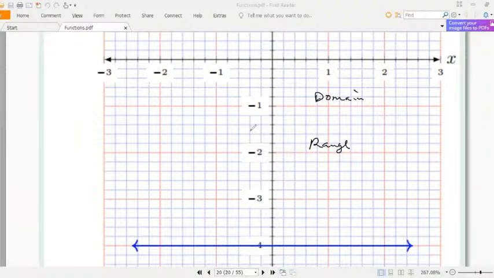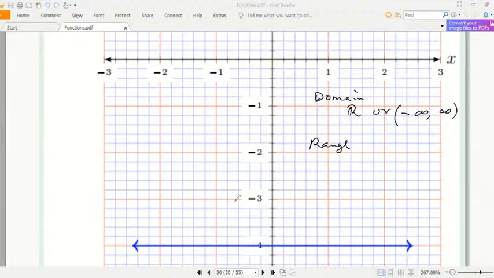Okay, we can now look at the explanations. For the domain, we are looking at the x values. I can see that the lowest x value is not known, the graph is still going to the left. The highest x value is also not known because the graph is still going to the right. That means the domain is the whole real numbers, or if you want, negative infinity to positive infinity, not included. You can say the whole real numbers, or you can say this.